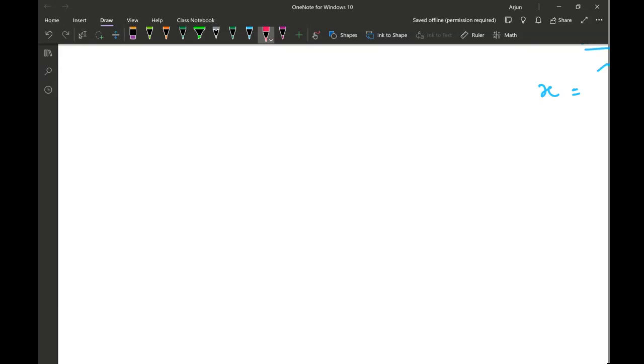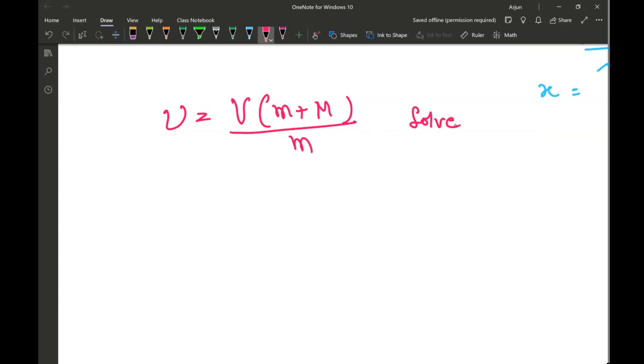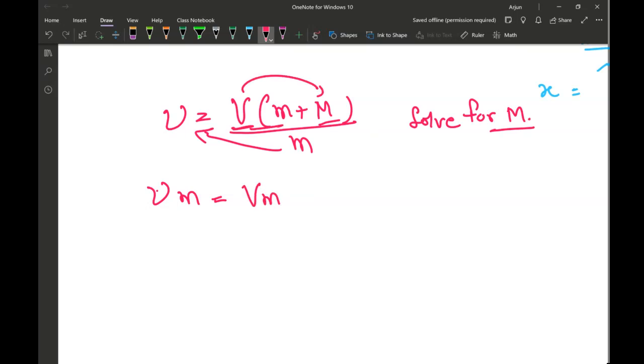If I have to take one more question, V equal to capital V M plus capital M divided by M. I want to solve for capital M. So again, I want to isolate this term. So this is going to go on the other side. V times M equal to, this is a different type of V times M, and then this is going to go with the capital M also.